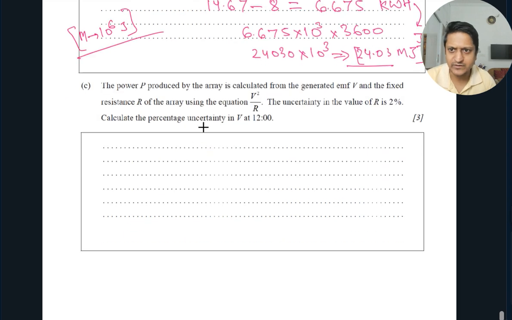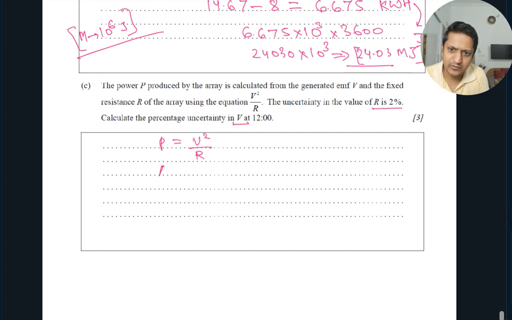Now let's see what's there in the C. The power P produced by the array is calculated from the generated EMF V and the fixed resistance of the array using this equation. The uncertainty of R is given to us. So it says that power is equal to V square by R, and we need to calculate the percentage error of V.